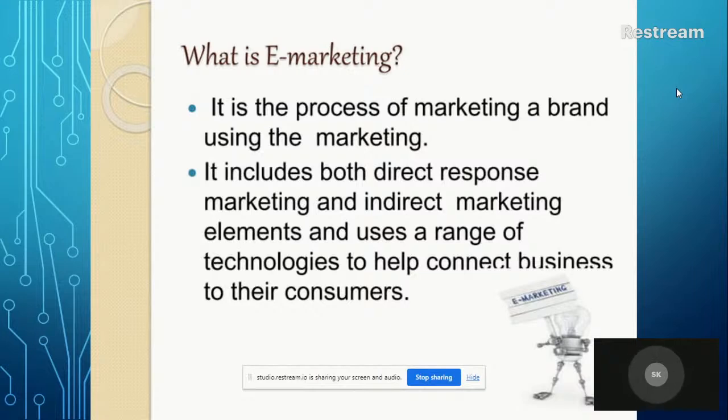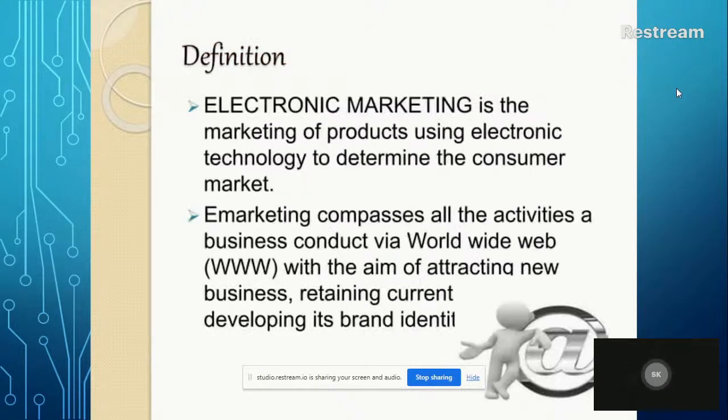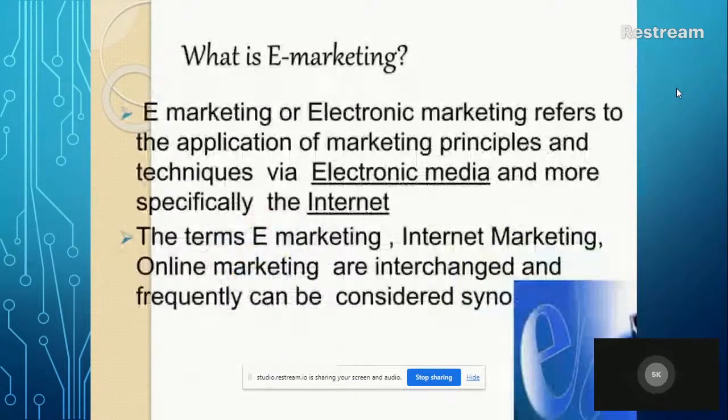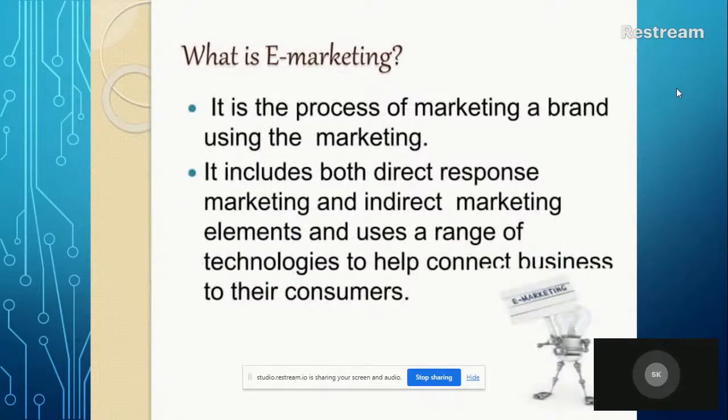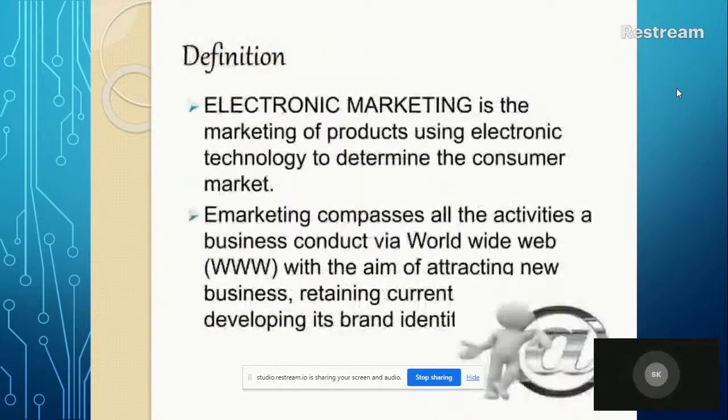These two elements help to use a range of technologies, and with these technologies, it helps to connect to the consumer. One is direct response marketing and another is indirect marketing. So e-marketing uses different electronic media to connect to the internet, and there are two elements, one is direct and another is indirect. It helps to reach the consumer using different technologies.